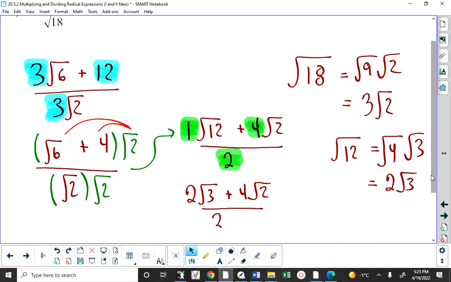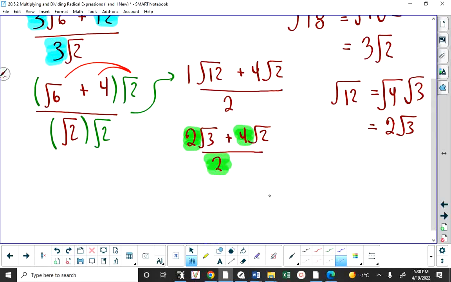Be a little lazy here. These coefficients now all have a factor of 2 in them. So at this point in time, we can reduce all of those highlighted terms down by a factor of 2, leaving us with root 3 plus 2 root 2.